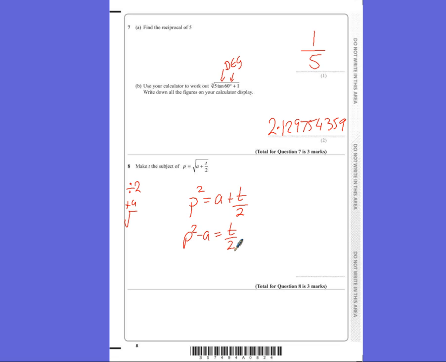And then the opposite of dividing by 2 is times it by 2. So times both sides by 2, and don't forget to multiply it all, you need brackets there. And multiply both sides by 2, you get that.